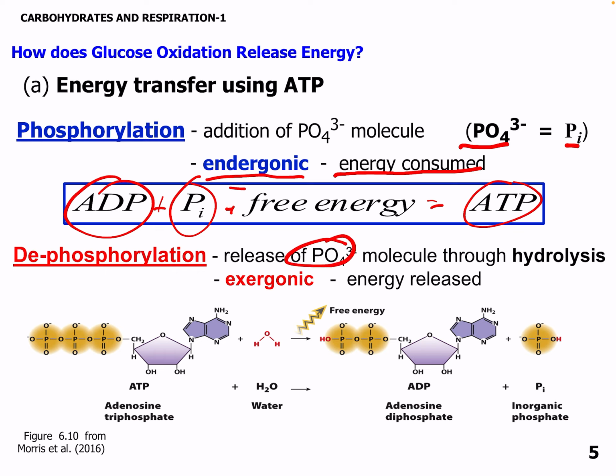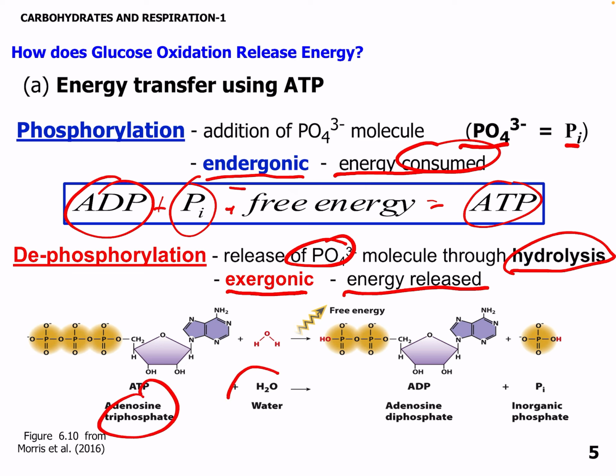So during dephosphorylation, so these are types of reactions, just to clarify, we have the release of the phosphate molecule through hydrolysis. This is an exergonic reaction, so think of exergonic as exit, energy is released, endergonic, energy enters, is consumed. So we can see here I have ATP, and with the addition of water, there's the release of that free energy when we break the phosphate groups. Now we have adenosine diphosphate and 1 inorganic phosphate. And again, these are usually recycled.